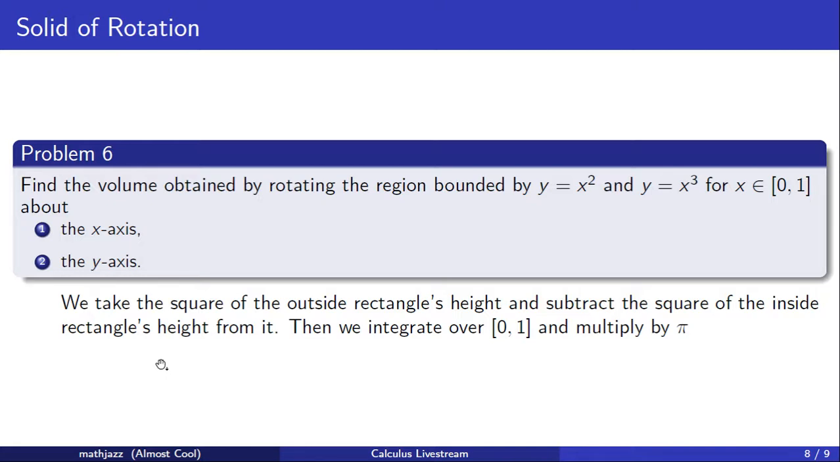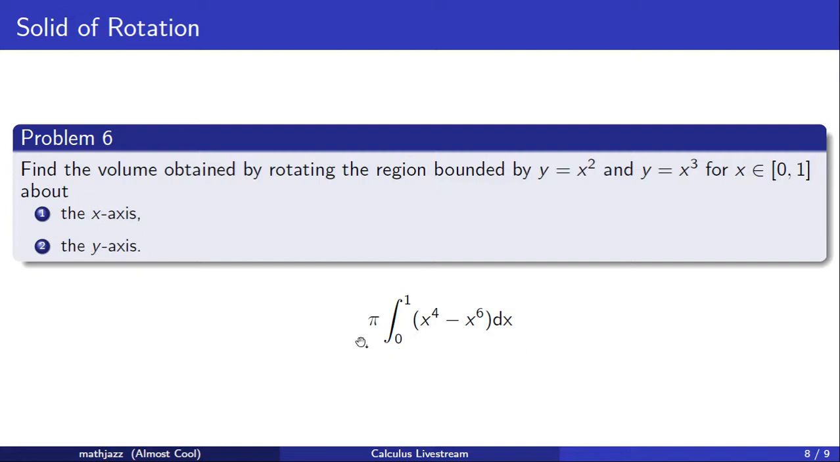We take the square of the height of the rectangle, and we subtract the square of the height of the inside rectangle. We integrate with respect to x over the interval 0 to 1, and we multiply what we get by pi. Here's our integral. Pi times the integral from 0 to 1 of x to the fourth minus x to the sixth dx, because we square the x squared, which is our outside region, and we square the x cubed, which is our inside region.